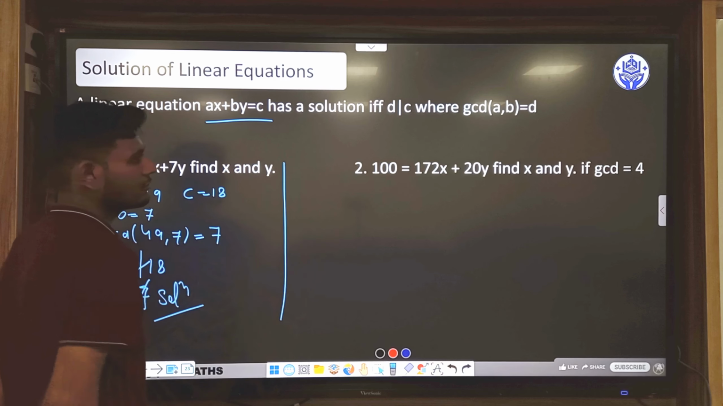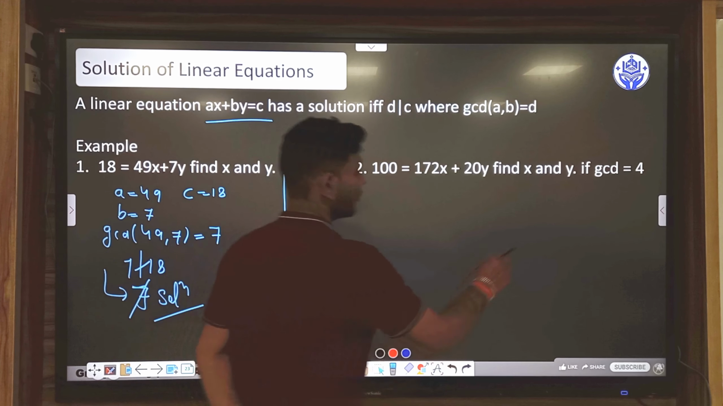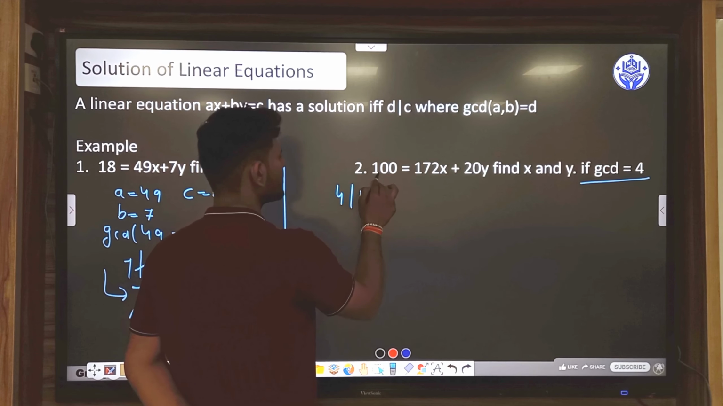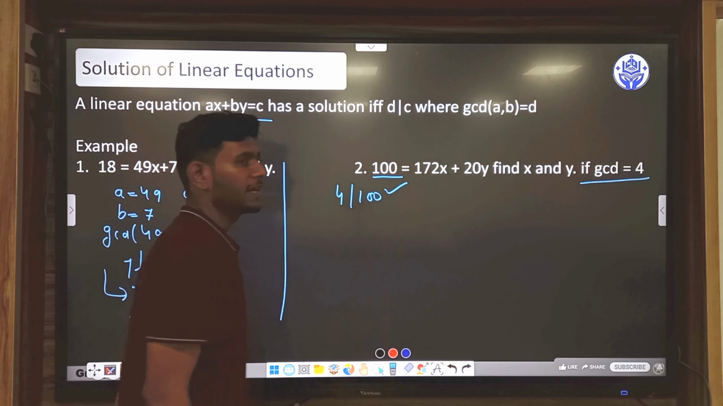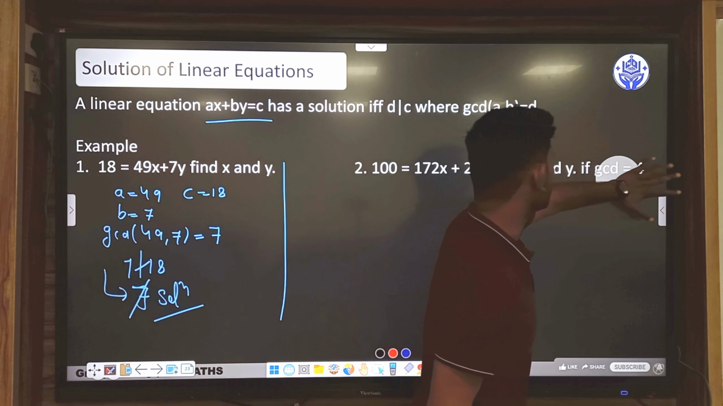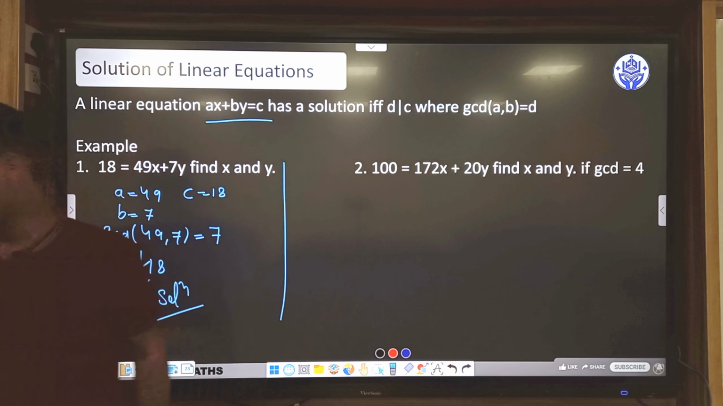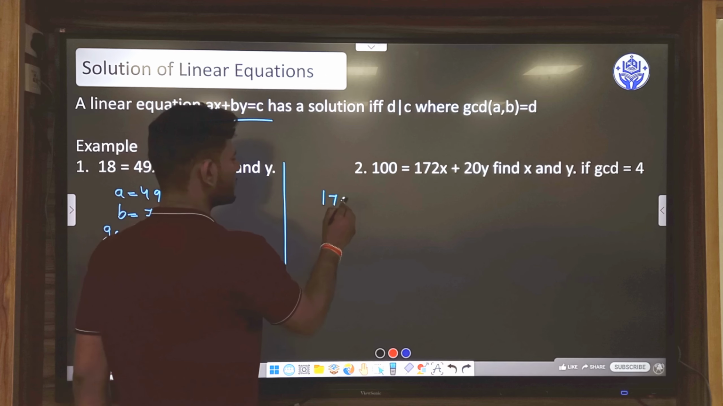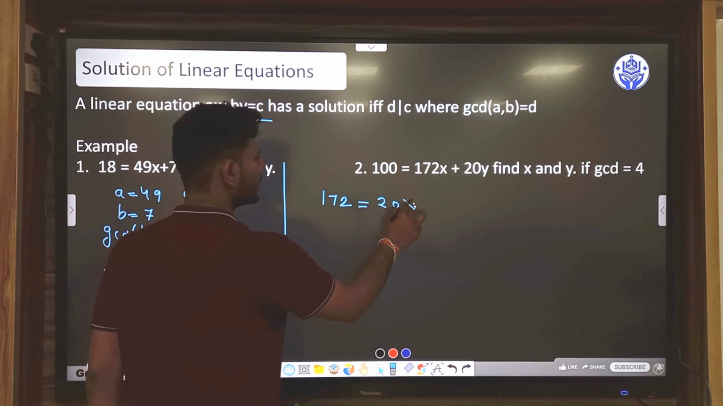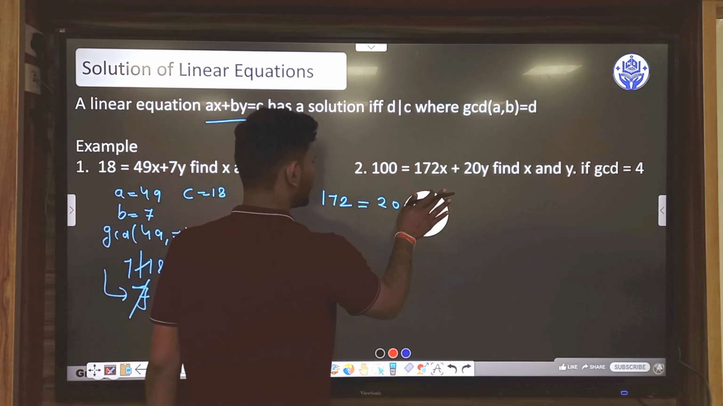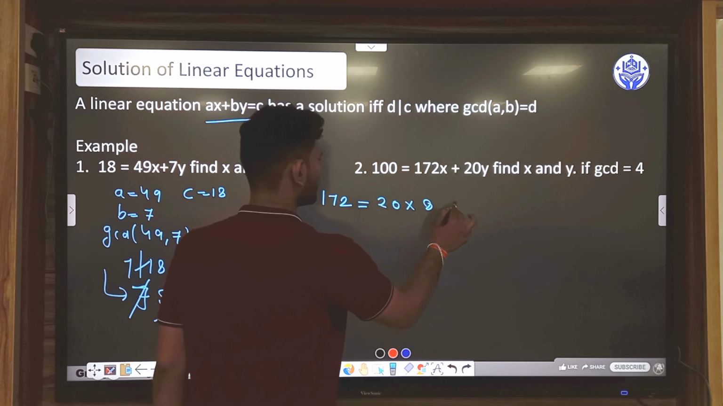Now for this case, can we find the solution? Yes, we can find it. The GCD is given here. Can the GCD divide 100? This is my c. Yes, it is dividing. It means there exists a solution. Now if there exists a solution, can you find it here? Yes, I can find the solution. I have one calculation here. I don't want to make it a calculative part here, so if it is 172, then I will just write it as 172 divided by 20, which is multiplied with 8 and plus 12.